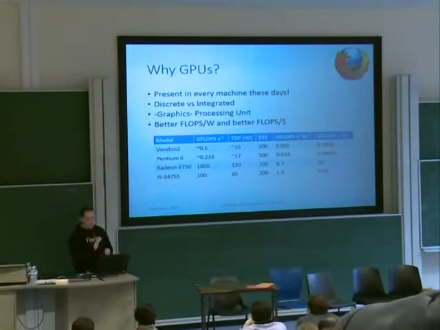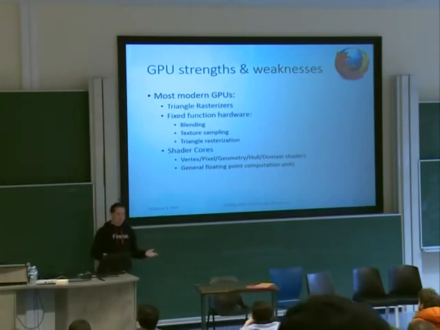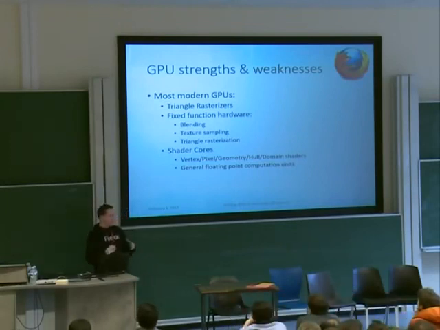Well, what are the GPU's strengths and weaknesses? Most modern GPUs are triangle rasterizers. That means that when you have a game, the game will have models.